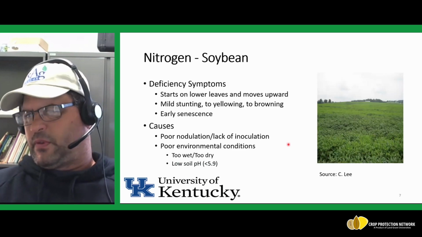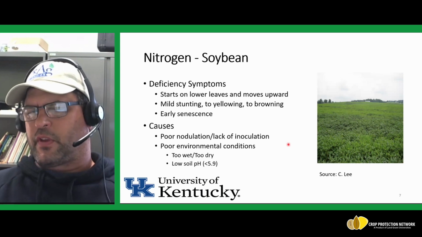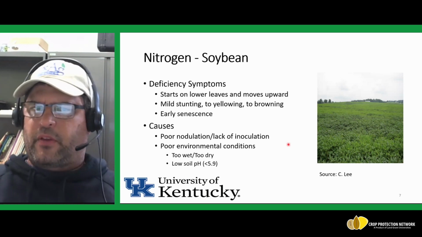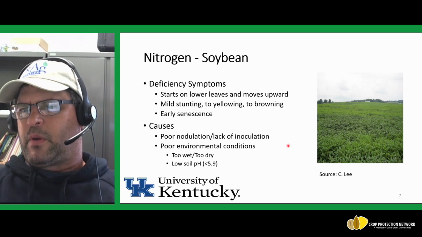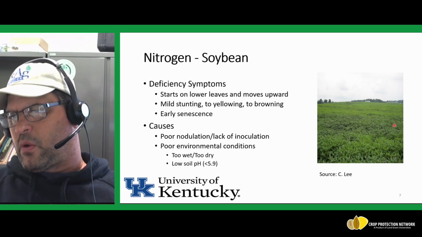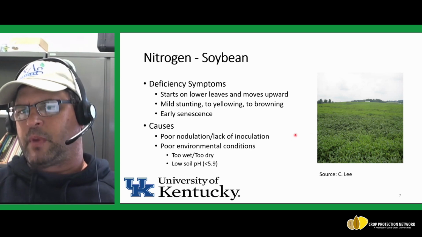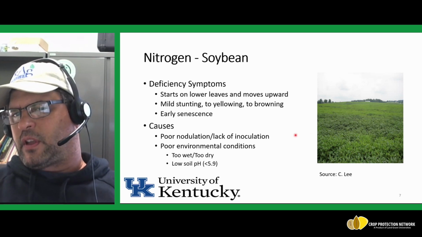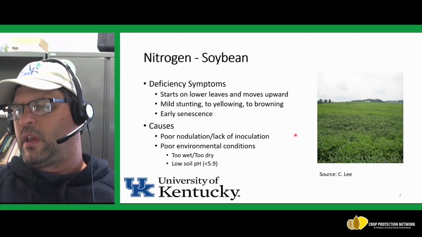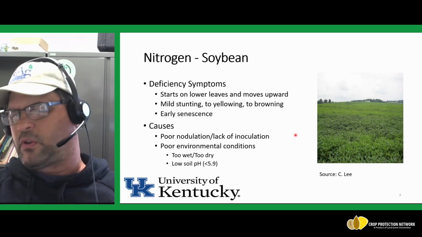Deficiency symptoms, again, it's a mobile nutrient just like corn, so it's going to start on the lower leaves and move upward. We can see here this lower foliage is darker green than up here. We can start with mild stunting to yellowing to browning and then early senescence, so the leaves mature faster and drop off.